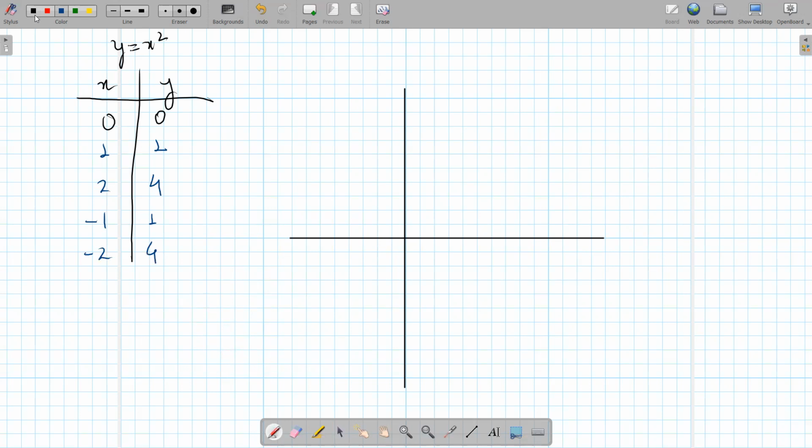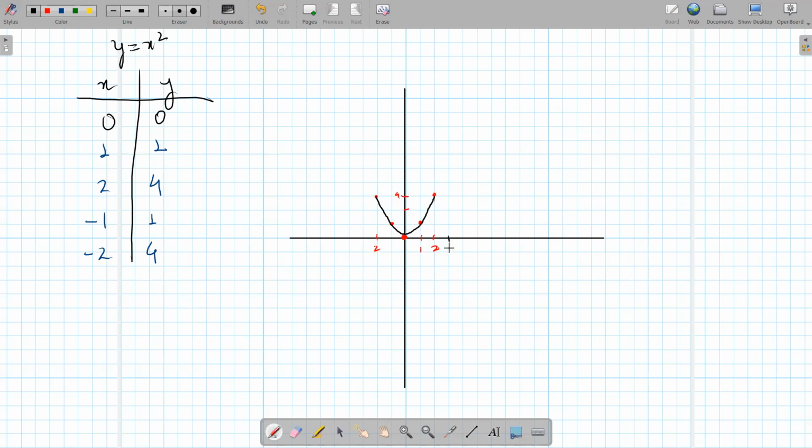Now let's graph that. So we have 0, 0, which is right here. 1, 1. 2, 4 is up there. And then on the other side, we have -1, 1, and then -2, 4. You see, if you join the dots, we're gonna get something like a U.